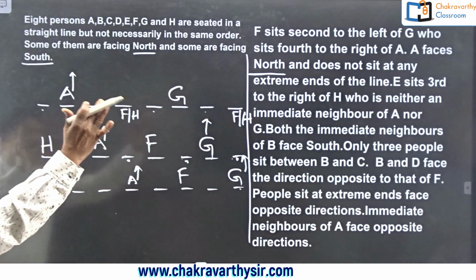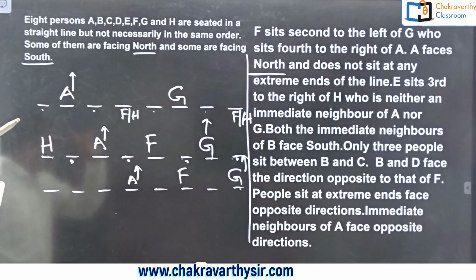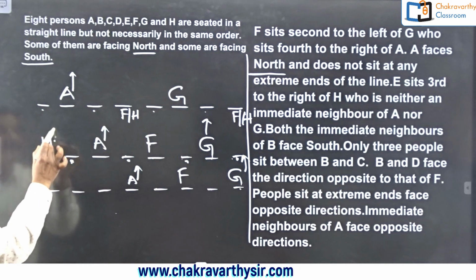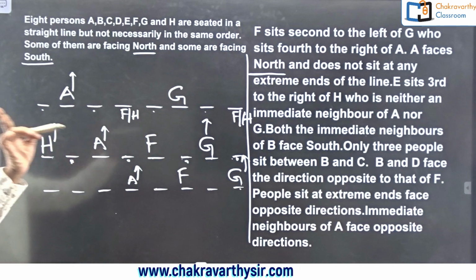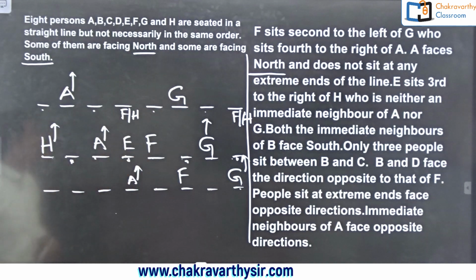When E is third to the right of H is confirmed here. H must be facing which direction? North or south? Obviously north. This one. Now right side, first, second, third. It must be given to E.